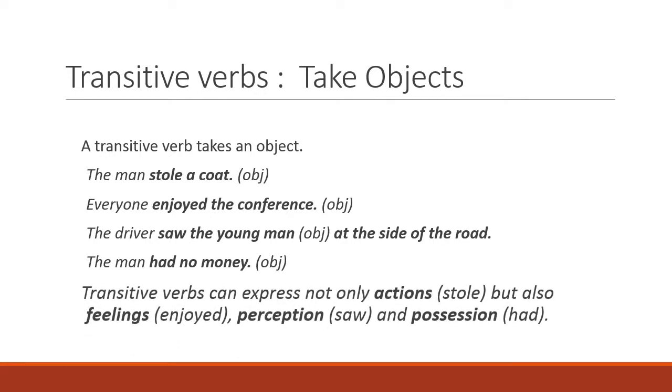When you look at those sentences given, you will observe that transitive verbs can express not only actions like stole, but also feelings like enjoyed, perception like saw, and possession like had. So transitive verbs can do a lot more work than intransitive verbs. Intransitive verbs can only express what is happening or what actions are done by people or subjects, whereas transitive verbs can do more, like actions, feelings, and even describing perceptions or possessions.